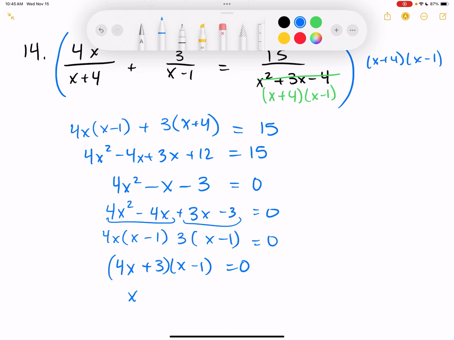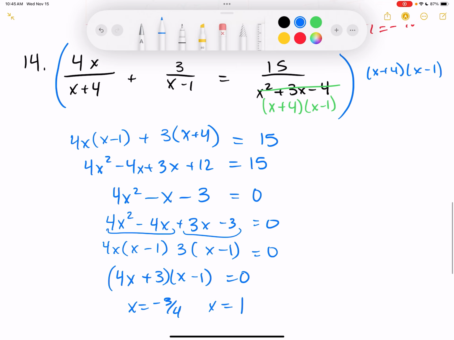So then x equals negative 3/4, or x equals 1. Now, do you notice anything? There's a lot of X's. Well, right, but I need to check. But do you notice anything immediately?